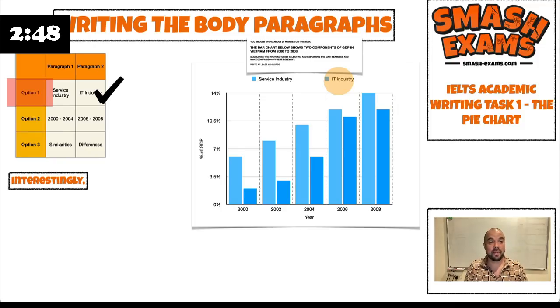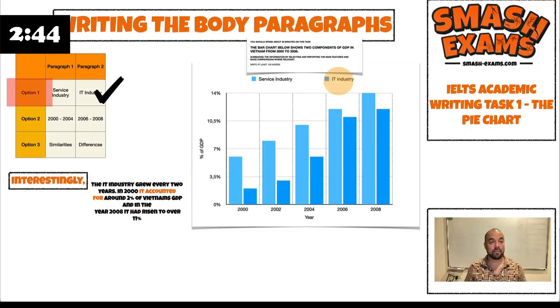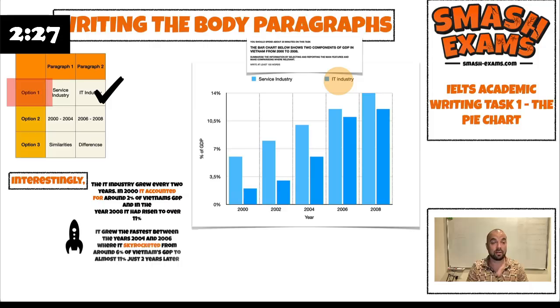So here we can look at the IT industry first. Now what can we see? We can see that it grew every 2 years. In 2000 it accounted for 2% of Vietnam's GDP, and in the year 2008 it had risen to over 11%. We could also say that it grew quickly between 2004 and 2006 because that looks like the biggest increase. And that's it. That's body paragraph 1.